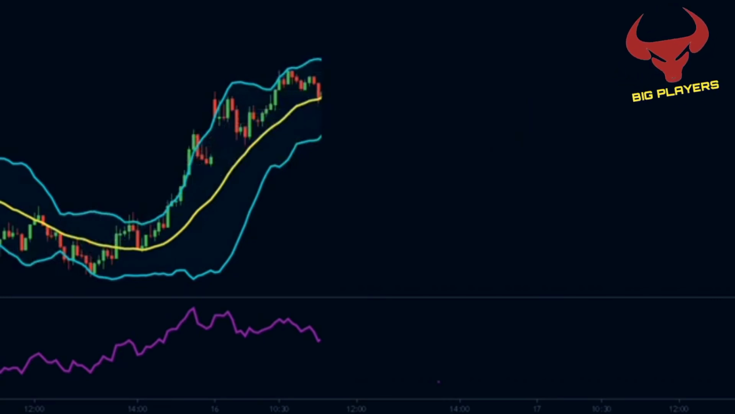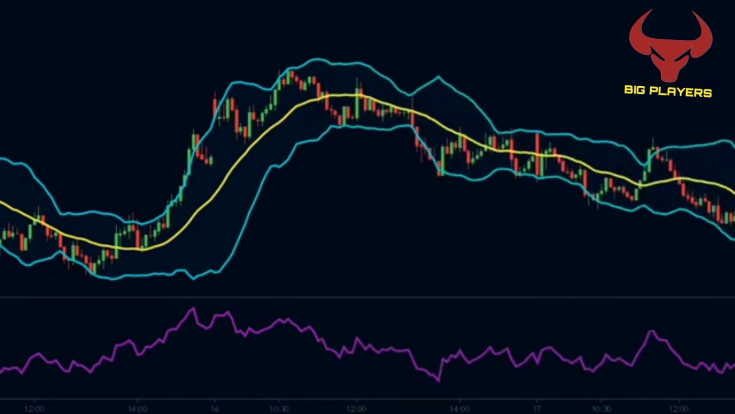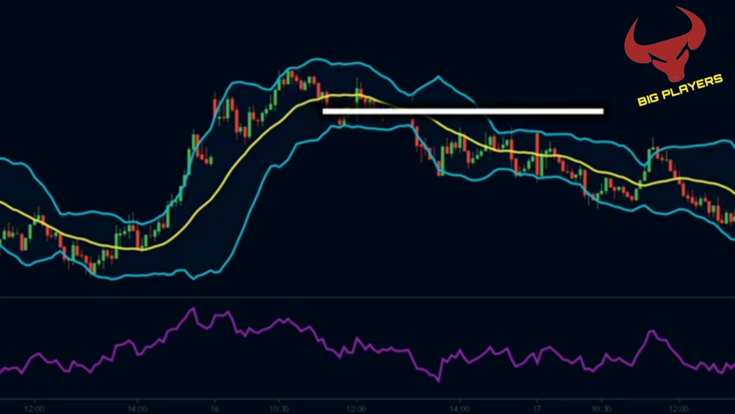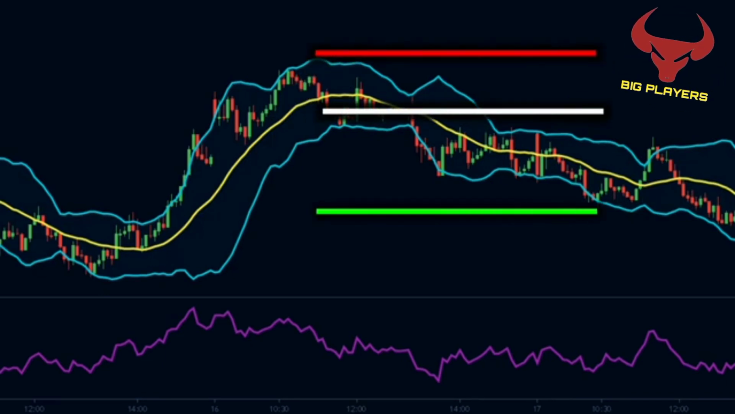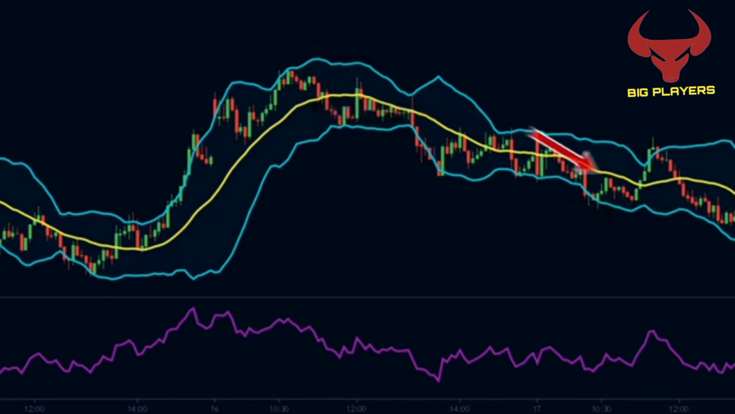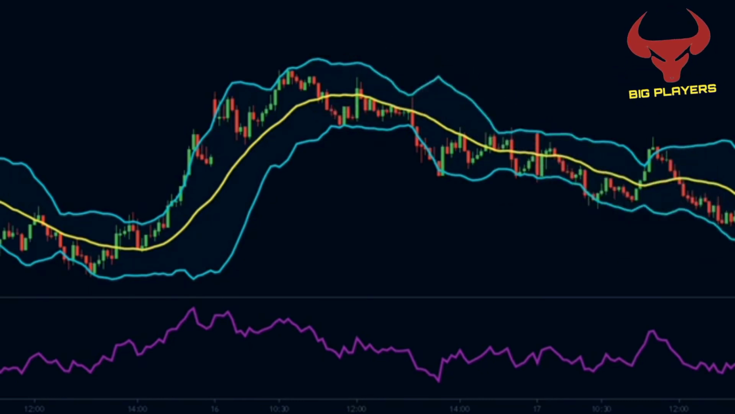This indicates that the uptrend has weakened and a reversal may occur very soon. But we will not sell the stock just yet. Instead, we will wait for the price to close below the middle band of the Bollinger bands. Here is the candle that closed below the middle band. We will sell the stock here. We will keep our stop loss above the upper band, and we will keep our targets at 2:1 risk to reward ratio. The stock gave a 2% move within the next few hours after our entry.